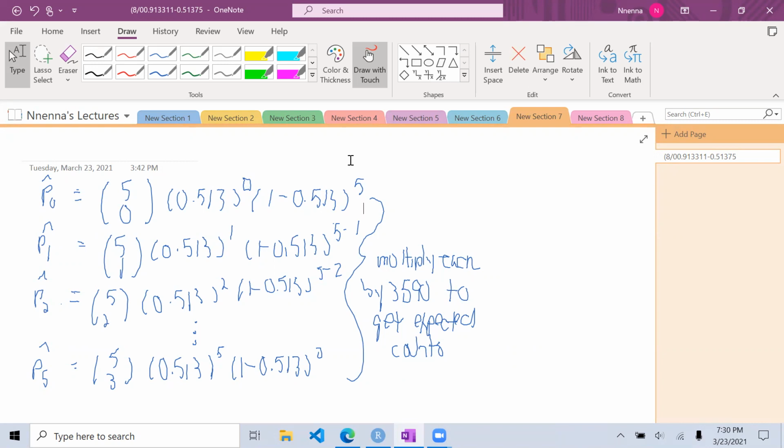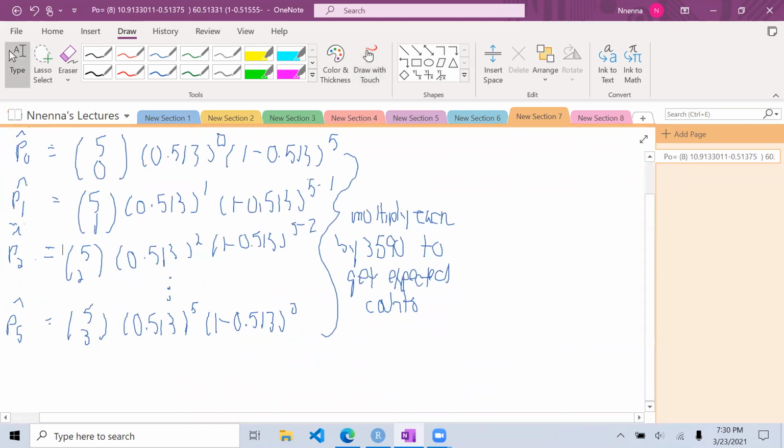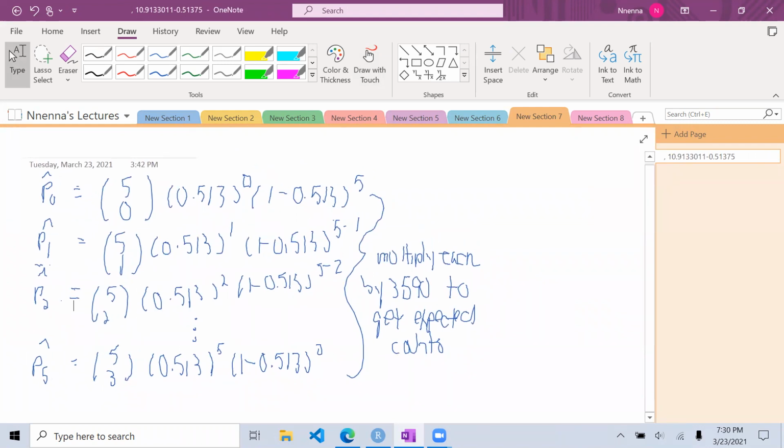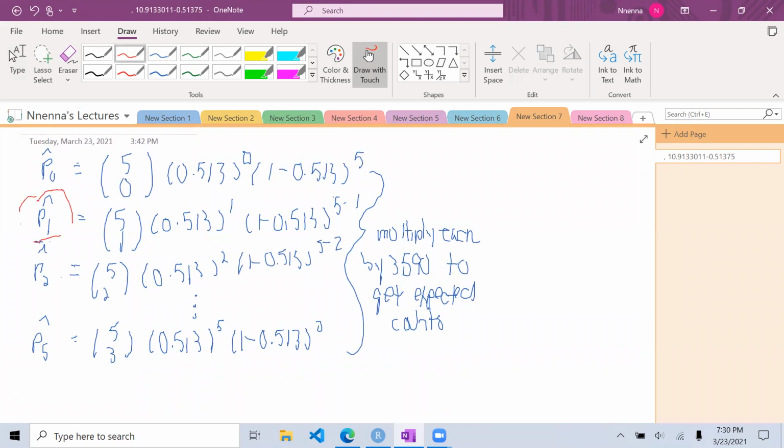So for instance, when you have 1 head, you're in this scenario here. Oops, this is one head. My stylus is giving me issues. So this is one head here. But I noticed that again, it's changing. So you have 0.513 to the power of 1, 1 minus 0.513 to the 5 minus 1. So you're going to keep doing this until you get the last one, which is 5 choose 5. So I should make this change. It's 5 choose 5. And you're going to compute them all, basically.